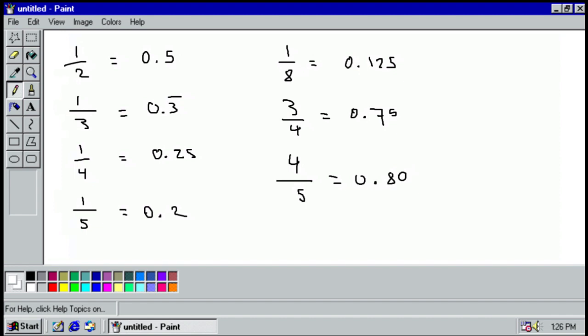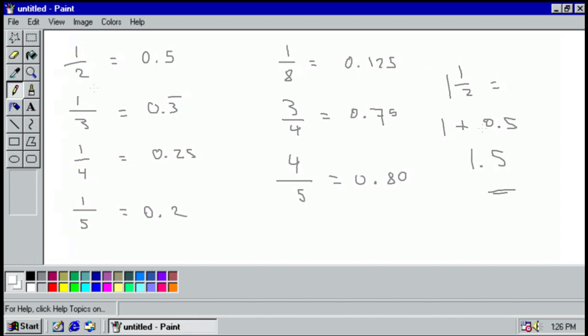What if they give you 1 1/2? What is the value of that? We have 1, and we're going to add 1/2, which means 0.5. Since we have 0.5, that is equal to 1.5. So this one is equal to this one.